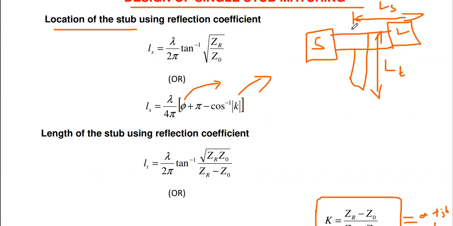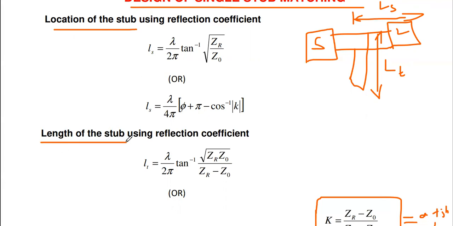Okay, so this is the formula in order to find the location. Location means where we have to place the stub from the load, the distance from the stub to the load. It is nothing but location. Then another one, length of the stub.